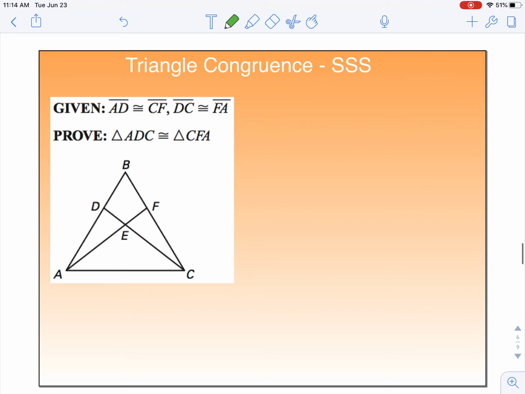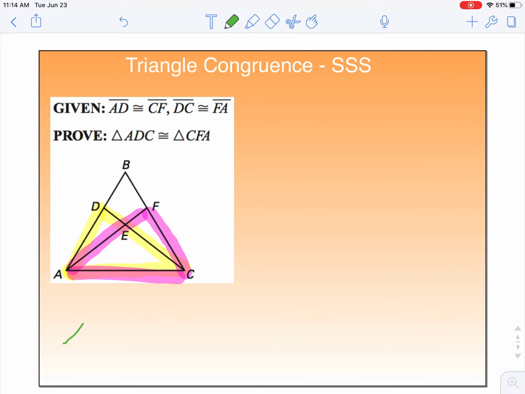All right, so here is, I'm going to walk through kind of how we could prove with some given information. Now, this is a little more complicated because we're given information that's not marked on the picture. And what we are trying to prove overall is that triangle ADC right here is congruent to triangle CFA. And what you have is overlapping triangles.